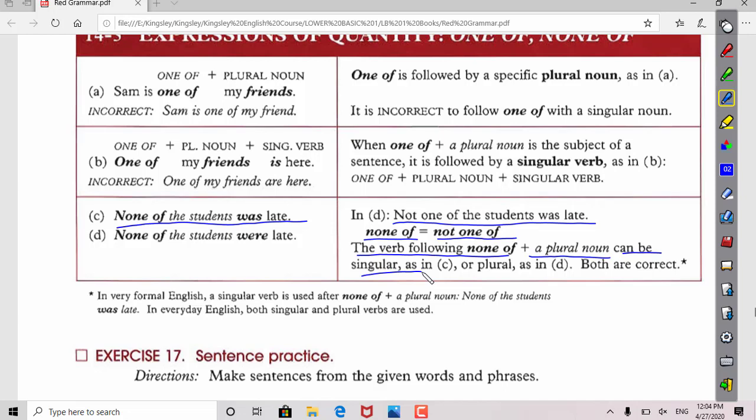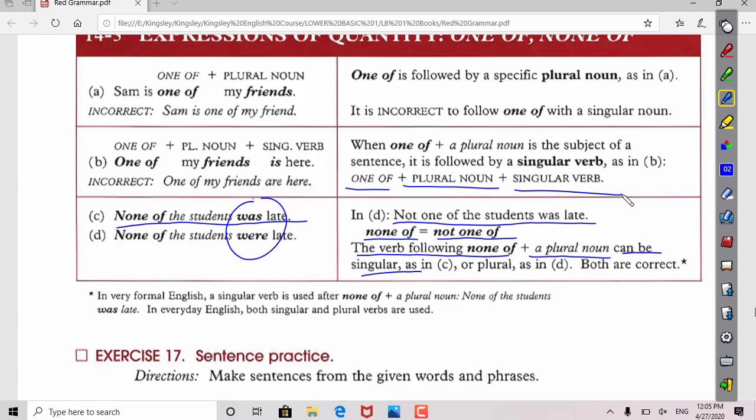So none of the students was late, or none of the students were late. Both are correct for none of. But for one of, you have to follow one of plus plural noun plus singular verb. So none of, not one of, can be used with was or were. You can use the helping verb was or were. Both are correct. This is for one of and none of.